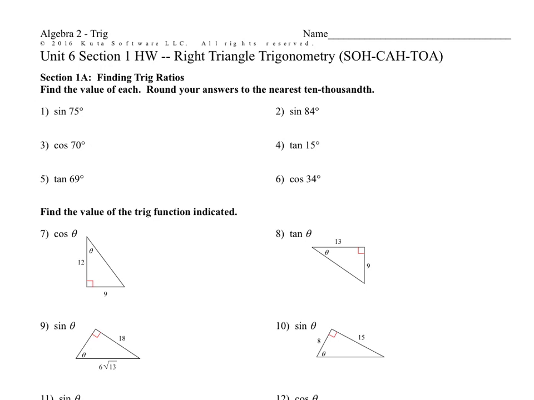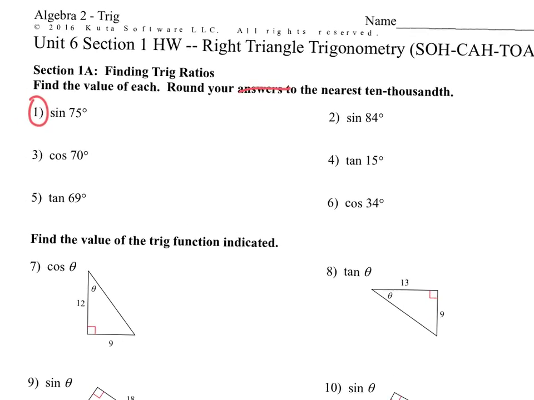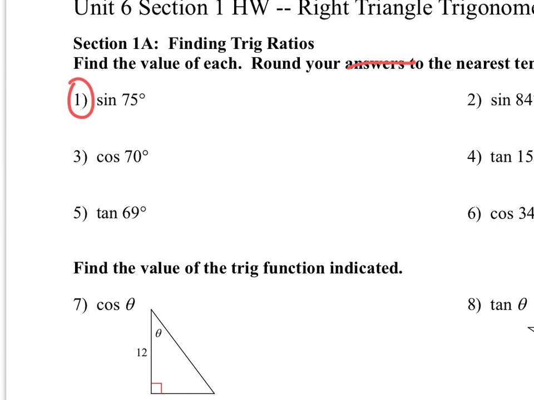So if we look at number 1, it says find the sine of 75. So on your calculator, it's very key that you want to make sure you're in degree mode. Okay, now on the scientific calculators, you want to look for a little DEG at the bottom of your display screen, especially with the graphing calculators like TI-84s. Make sure you're in degree mode.